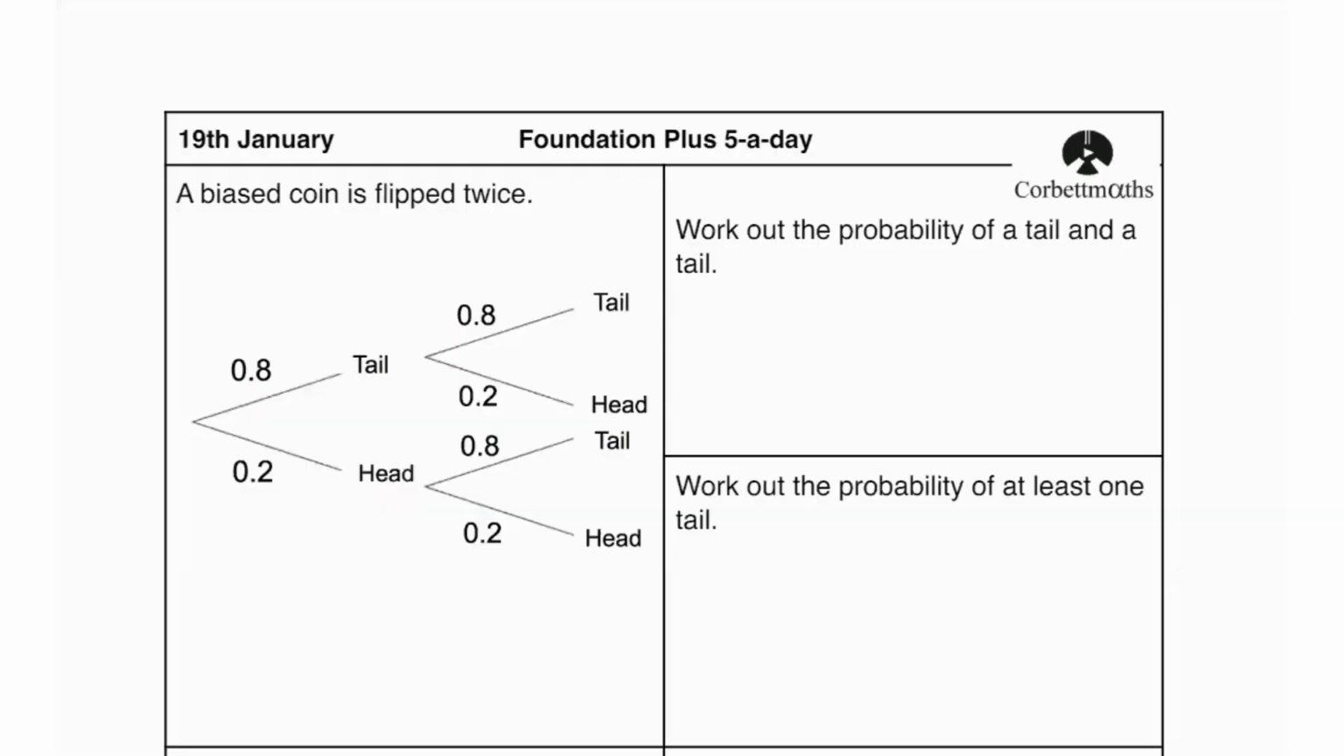First question says, a biased coin is flipped twice. What is the probability of a tail and a tail? So let's highlight the part where we have a tail and another tail. So that's going to be 0.8 times 0.8, which is going to be 0.64.